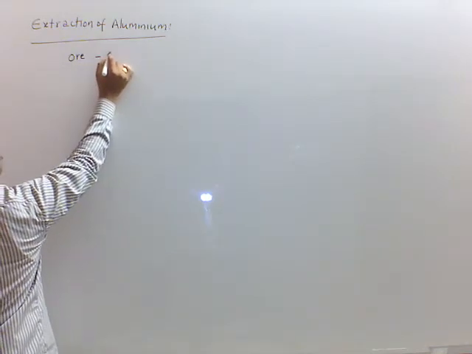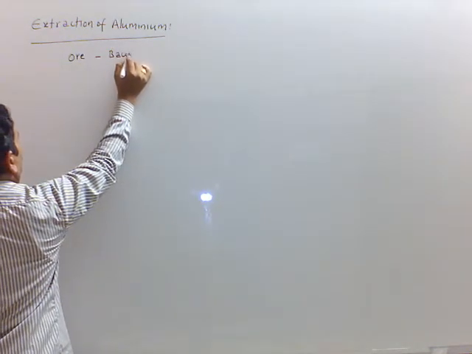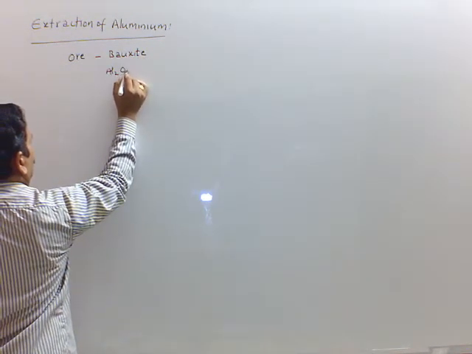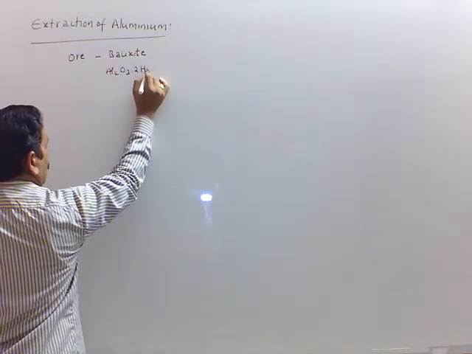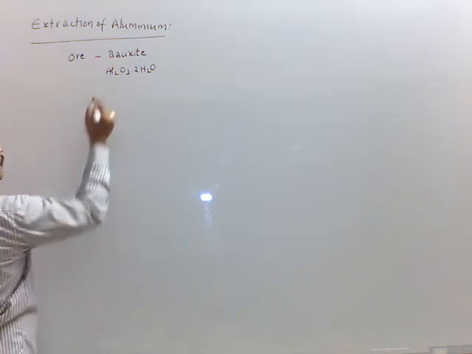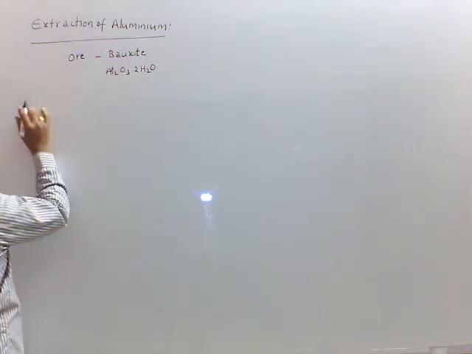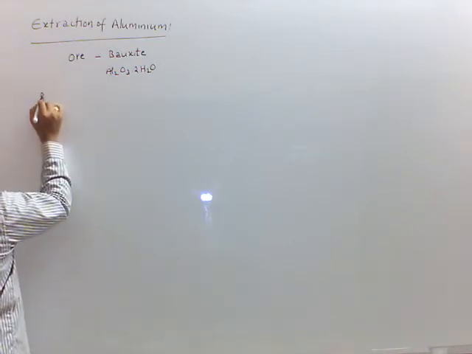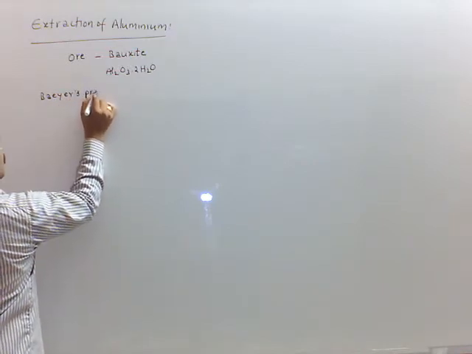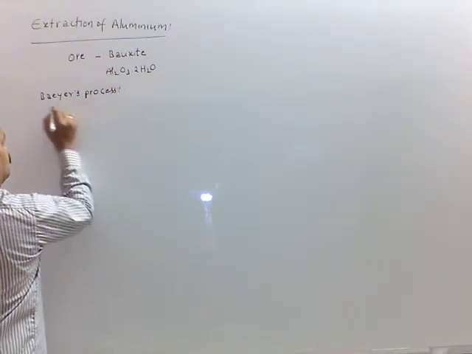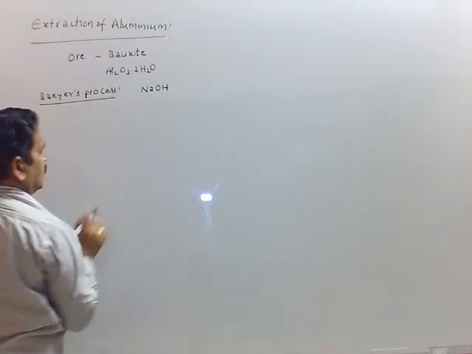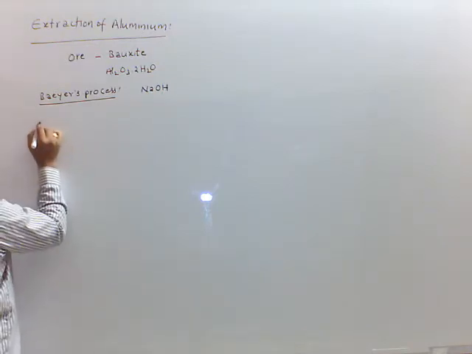Ore is bauxite. Formula: Al2O3·2H2O. Concentrated by Bayer's process, that is a chemical method. In Bayer's process, we are adding solvent sodium hydroxide.